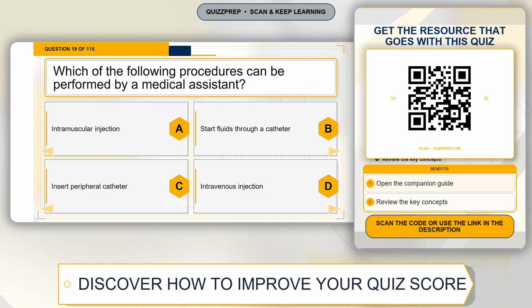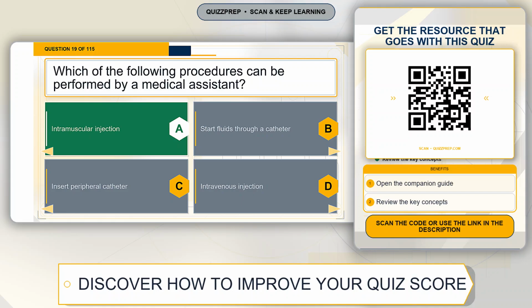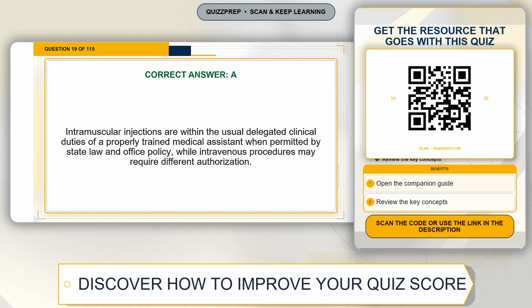Option A, intramuscular injection. Option B, start fluids through a catheter. Option C, insert peripheral catheter. Option D, intravenous injection. The correct answer is option A, intramuscular injection. Explanation: intramuscular injections are within the usual delegated clinical duties of a properly trained medical assistant when permitted by state law and office policy, while intravenous procedures may require different authorization.